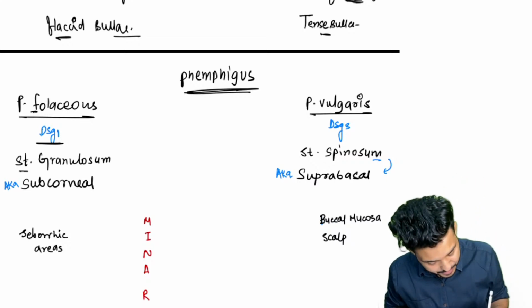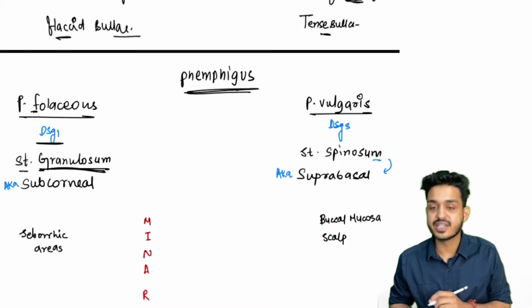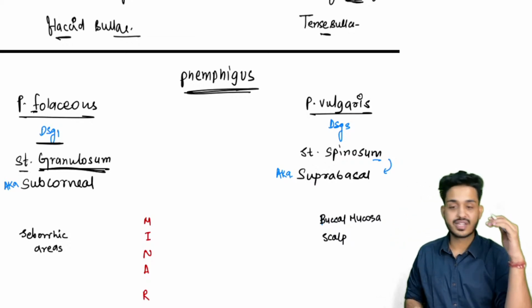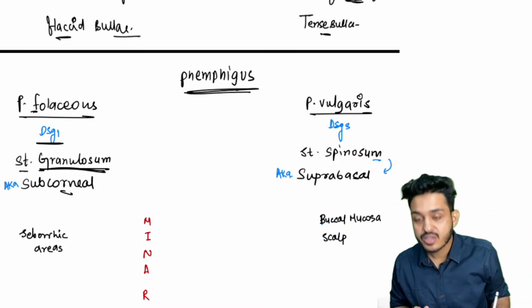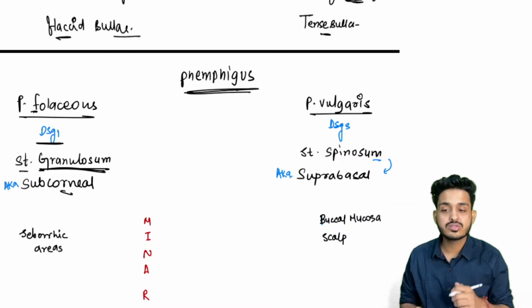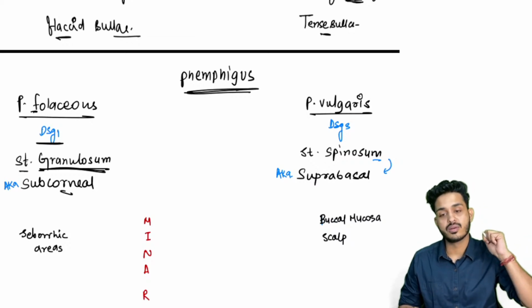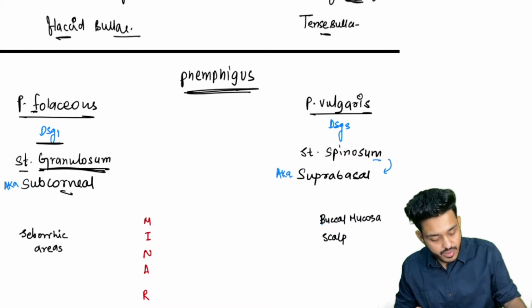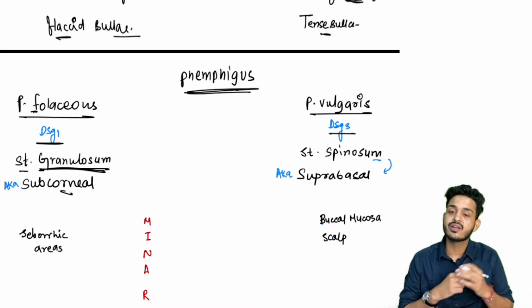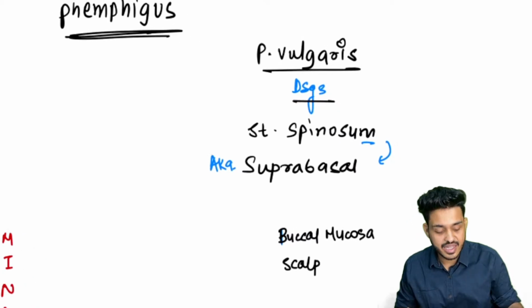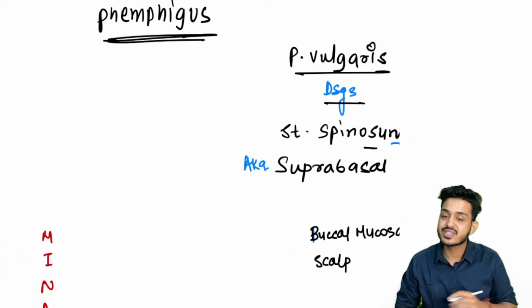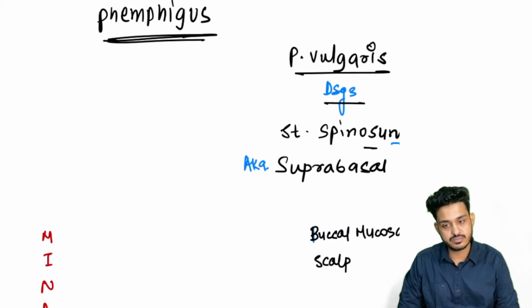So where will the stratum granulosum be? It is in the stratum granulosum, and the layer above it is the corneum. So we can also call this a subcorneal bulla, it will be above. In pemphigus vulgaris, what will happen? There will be antibody against desmoglein 3, and this will be presenting in the stratum spinosum.